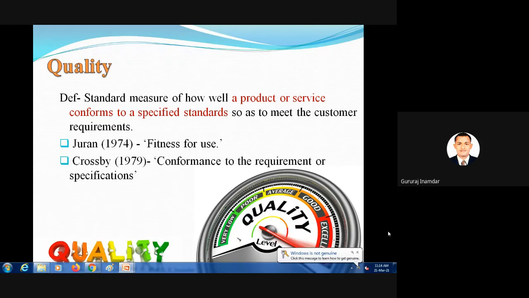Some different definitions are there. Juran has given the definition: fitness for use. Whatever we are using, that should be fit. Within two words, they have defined quality. Whatever we require for use, that should be fit. So this is nothing but fitness for use.